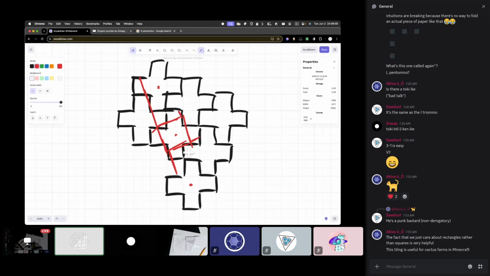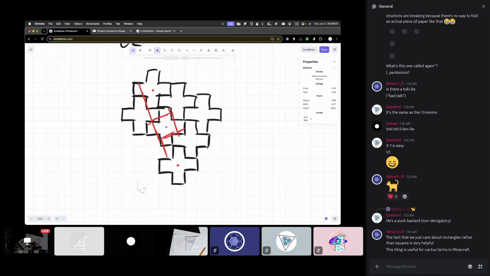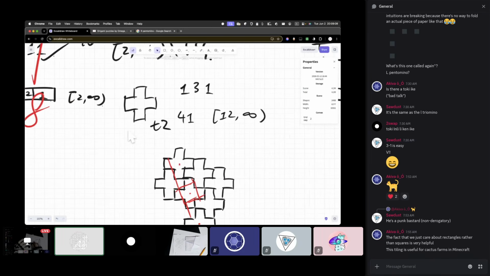And this will look kind of cool. It's definitely one of the cooler ways to do it. Okay. And that is the thickness 2 solution.